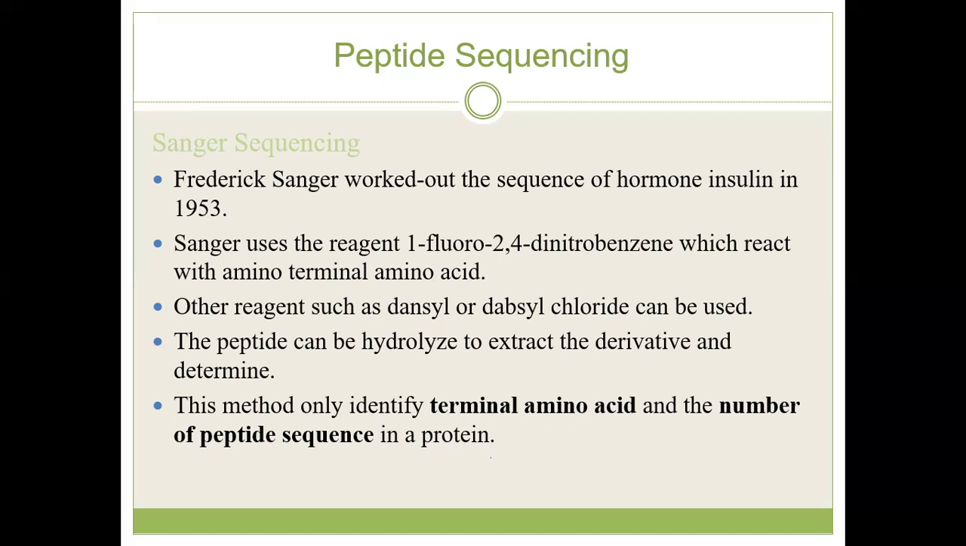Sanger uses a reagent called 1-fluoro-2,4-dinitrobenzene to label and identify the amino terminal residue. What did he do? He formulated this reagent, and it can react with the N-terminal amino acid. When it reacts with the N-terminal amino acid, you can hydrolyze.